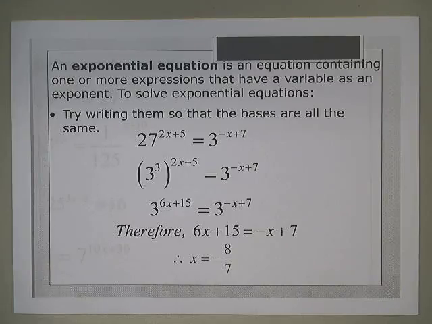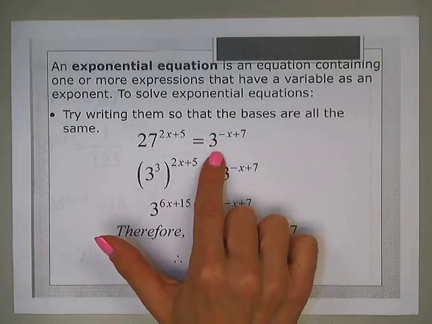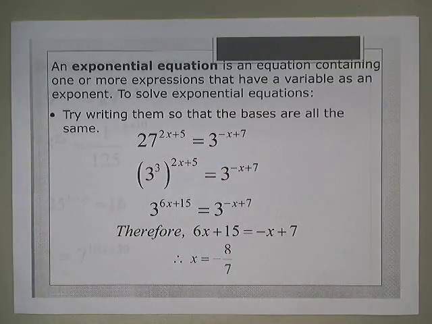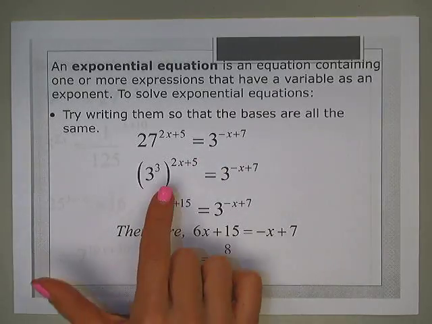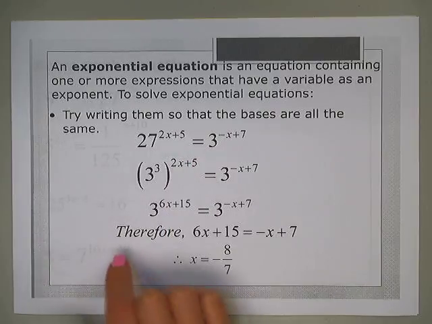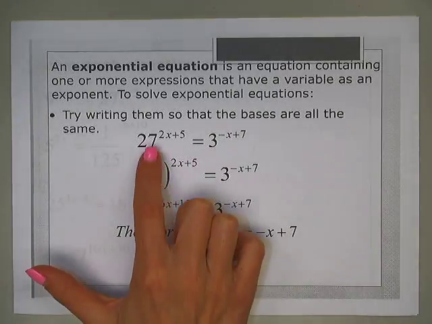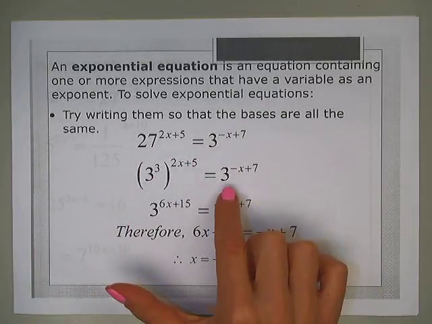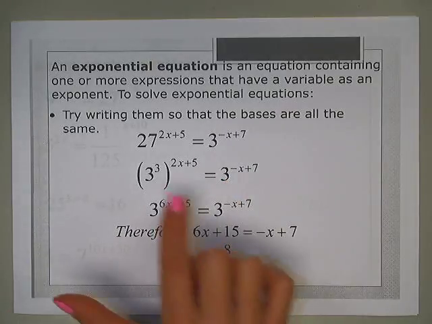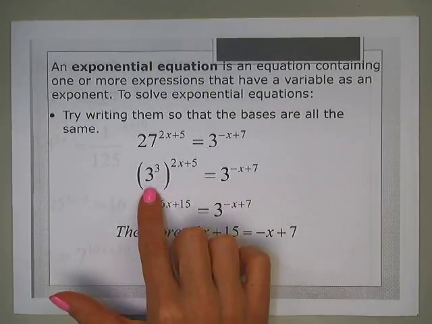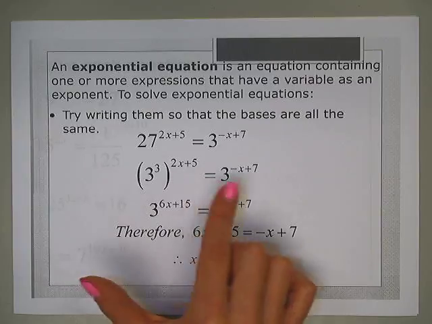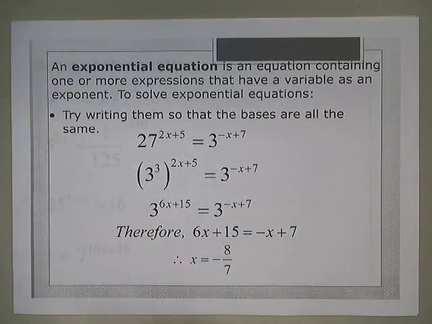For example, I've got 27 raised to the 2x plus 5 equals 3 to the negative x plus 7. This one we can use a certain technique on because both 27 and 3 are powers of 3. Using that technique, I can rewrite each of those numbers so that they're equivalent. For example, 27 is 3 cubed, 3 just remains 3. Once I have the bases equal, I can set the exponents equal to each other.